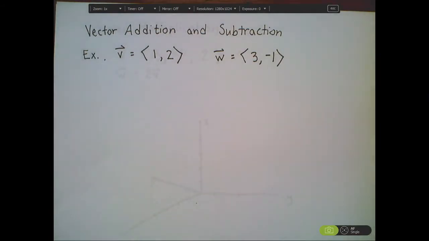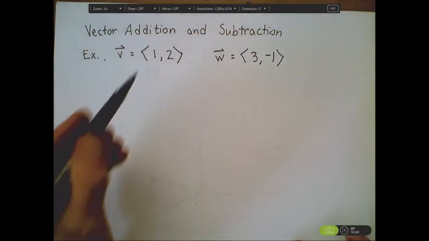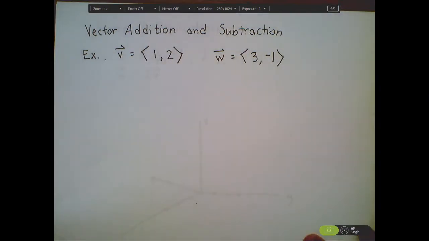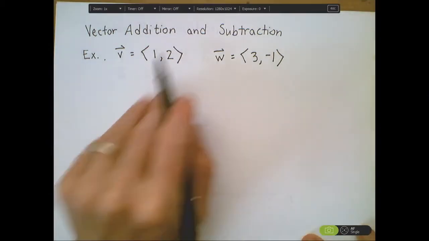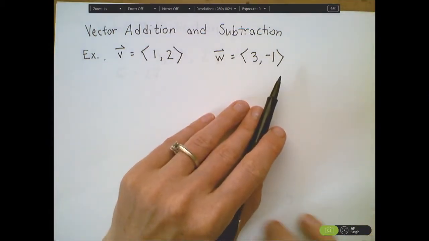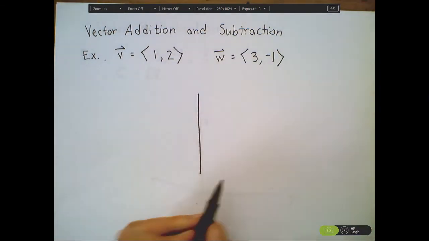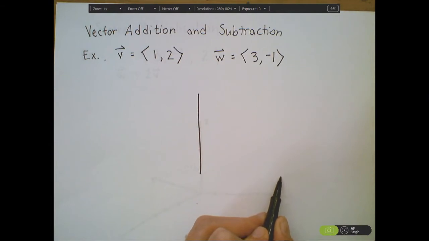Let's talk about vector addition and subtraction. Suppose I have 2 vectors. I'm just representing these vectors in 2 space because it's easier to visualize what's going on, although all of the properties hold in 3 space as well. It's just harder to draw. So let's say that we have a vector v and we want to add to it our vector w.